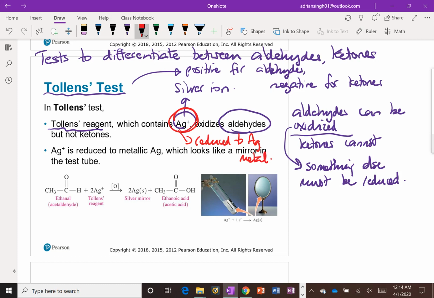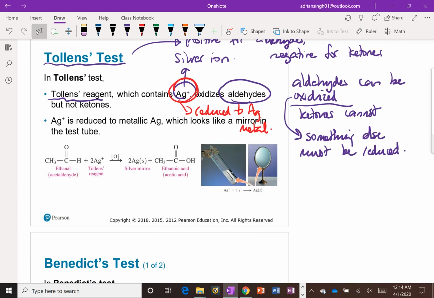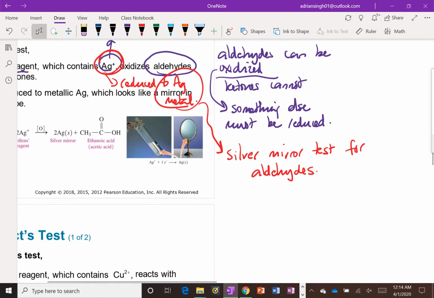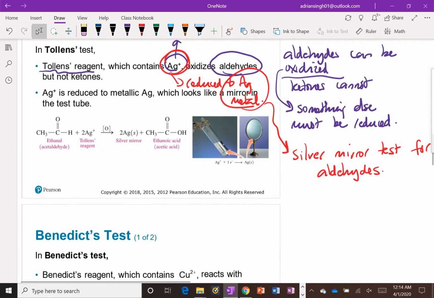Right? And what's characteristic about this test is that for a positive test, you see silver being produced, and it looks like a silver mirror. So it's sometimes called a silver mirror test for aldehydes. Because the silver here is becoming reduced, we say that it's testing for the ability of the aldehyde to be oxidized in the first place.